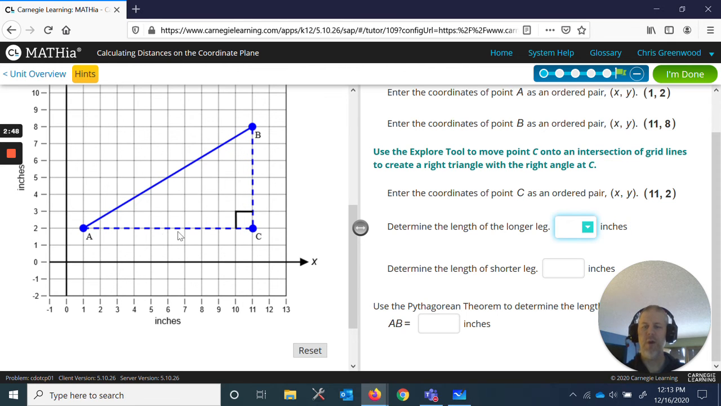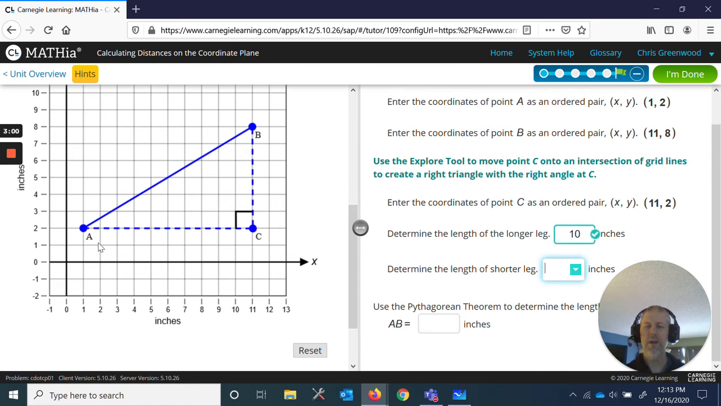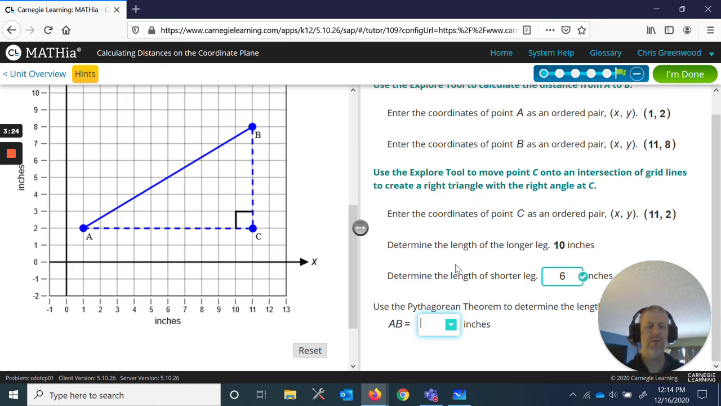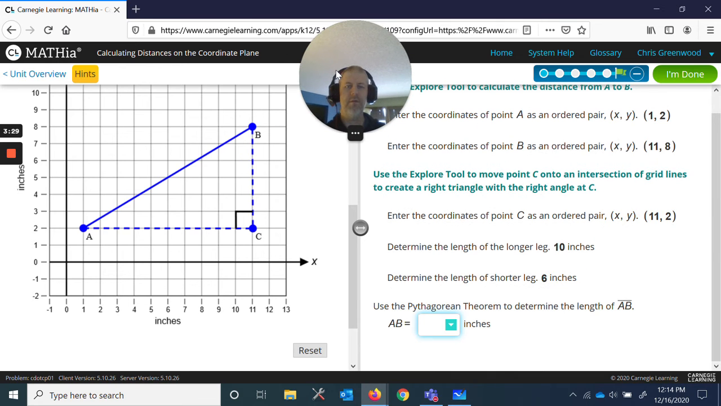From A to C, I'm going horizontal, so I can just subtract my x values. My x value at C is 11. My x value at A is 1. So I can just type in 11 minus 1, and it's 10 units. I can also count by gray lines: 1, 2, 3, 4, 5, 6, 7, 8, 9, 10. Sure enough, it is 10. Let's do this for BC also. From here I count up: 1, 2, 3, 4, 5, and 6. My y's are 8 and 2, so 8 minus 2 verifies that our counting was correct, and it's 6.